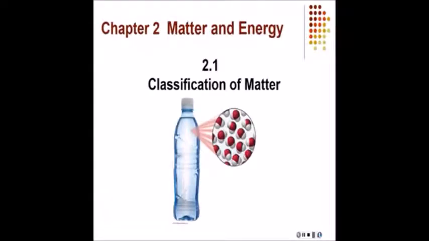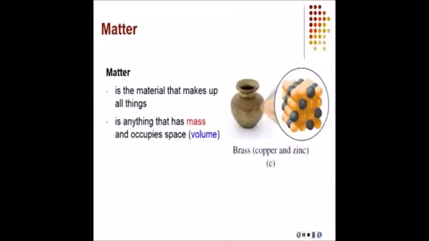Okay, so first of all, classification of matter, Section 2.1. Well, matter is anything that has mass and volume, as you can see here. It makes up all the stuff around us. In fact, everything in the universe can be either matter or energy. And here the example is a brass pot, and you can see the copper and zinc atoms in it.